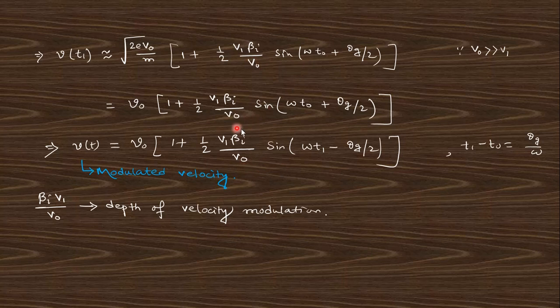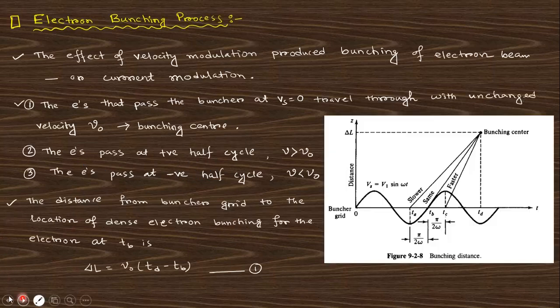You can see, putting this value and rearranging them, this term is known as the depth of the velocity modulation. So, this is the expression of the velocity modulation. After getting the velocity modulation, you can take note of the electron bunching process.